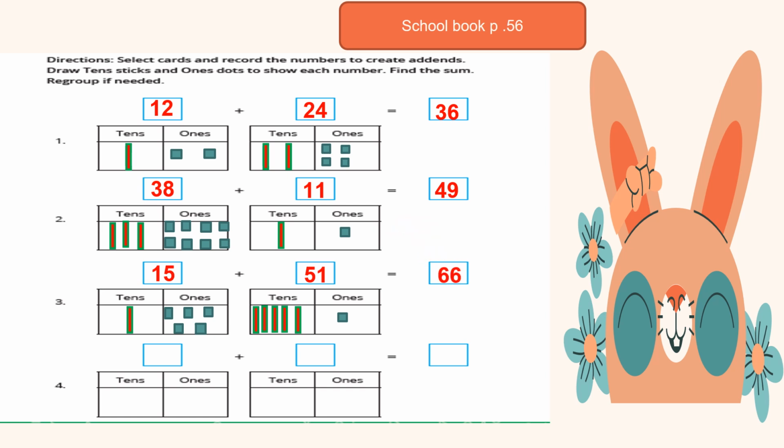Number 4. First card, 35. How many sticks do we have? 3 sticks. How many small squares? 5 small squares. Next card, 41. How many sticks do we have? 4 sticks. How many small squares? Only 1. Let's add 5 plus 1 equals 6. 3 plus 4, after 4, 5, 6, 7. 76.